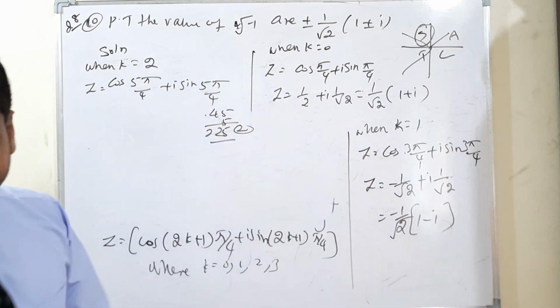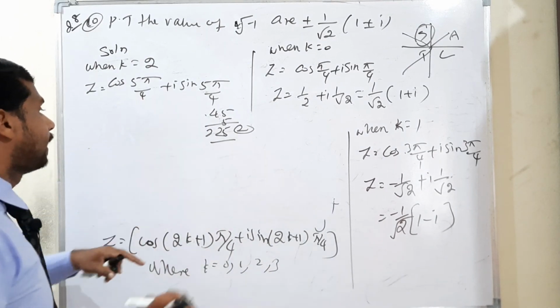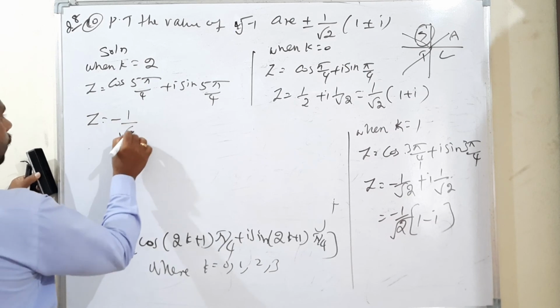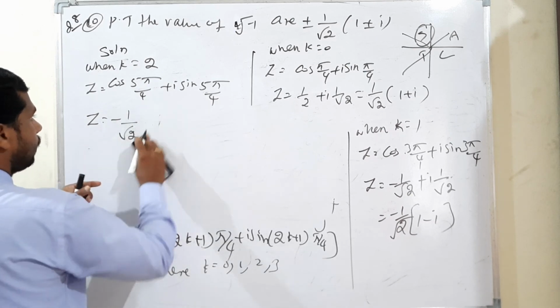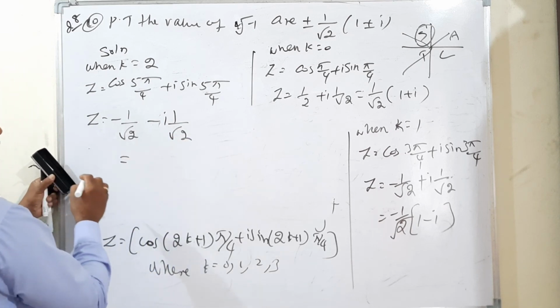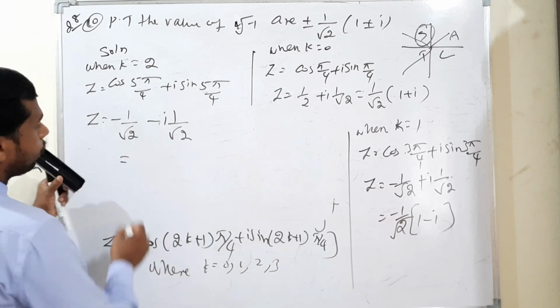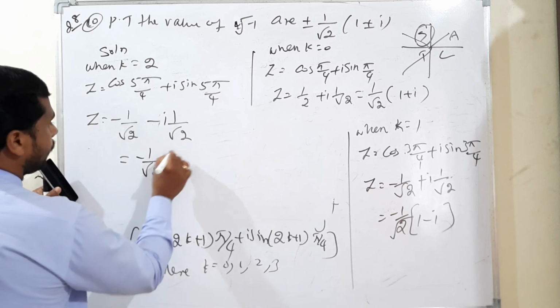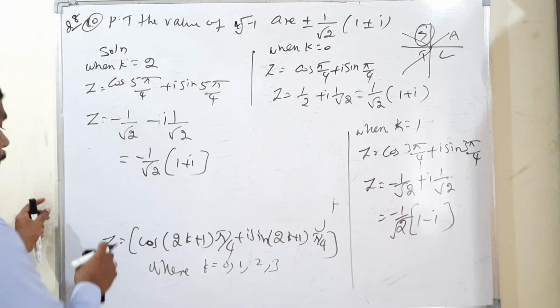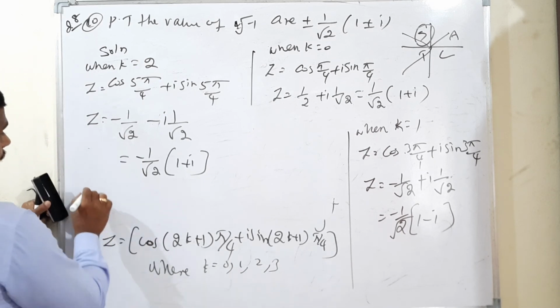Third quadrant means only tan is positive; here we have only sin and cos. Therefore all the terms will be negative. Therefore z is equal to minus 1 by root 2, again minus i 1 by root 2. So what we have to do? Taking minus 1 by root 2 common outside means 1 plus i will come, okay.